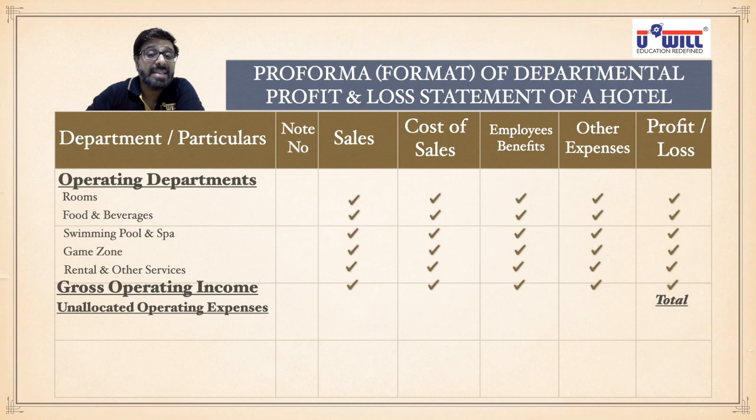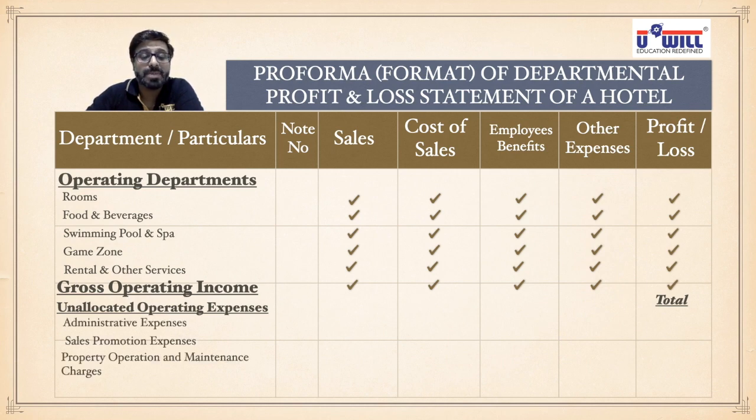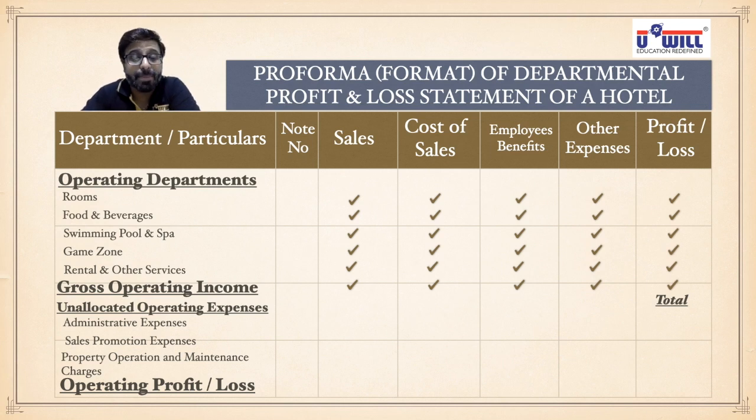In that which 3? ASP, here A, S, P: administrative expense, sales promotion expense, property operation and maintenance charges. And then from gross operating income, when you subtract these 3 expenses, unallocated operating expenses, we get operating profit or loss. Okay, so these amounts will directly come in the last column. Administrative expenses don't have sales, cost of sales. They may have employees benefits and other expenses. Total of employees benefit and other expenses can come in the final column, that is total, if at all they have.